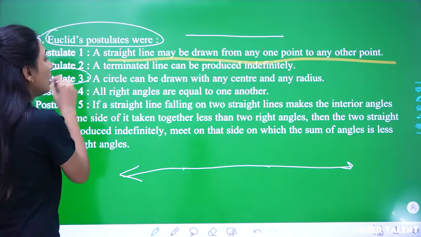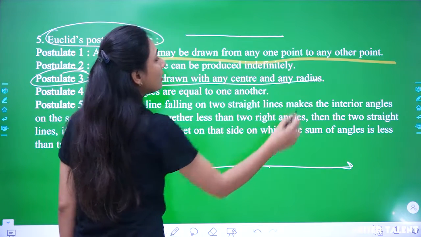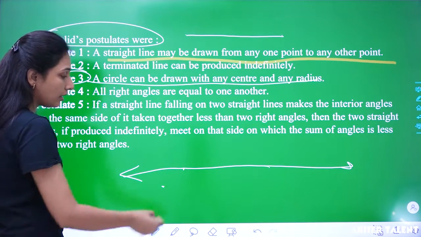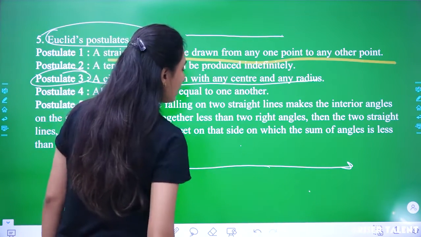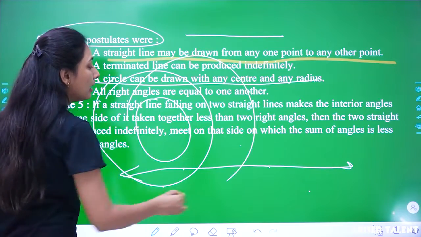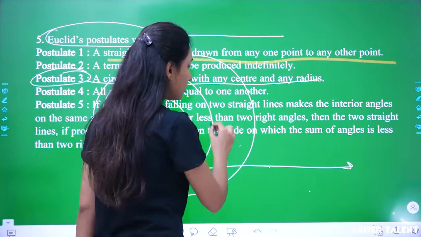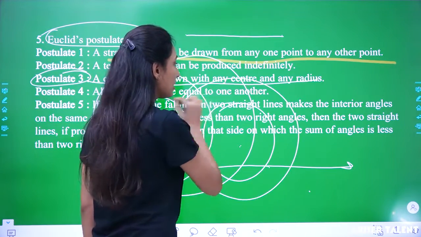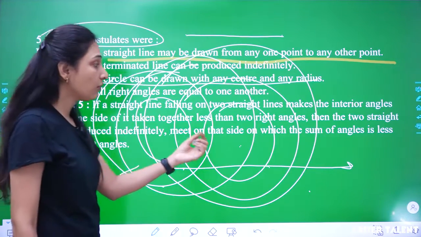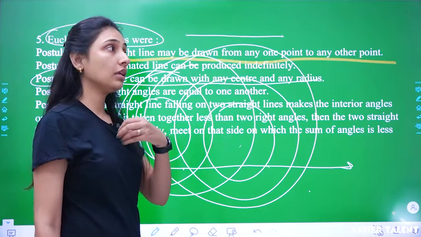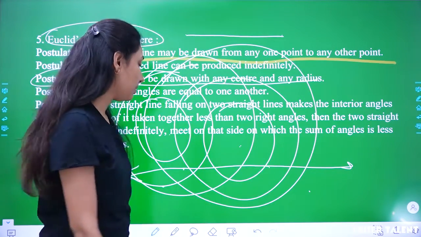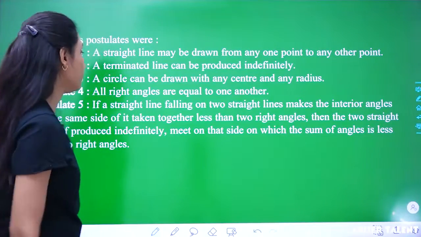Now the third one is: a circle can be drawn with any center and with any radius. If this is the center, that can be a circle. If this is the center, this can be a circle, and similarly for each and every point. From each and every point, in whatever radius you want, you can draw as many circles as you want.